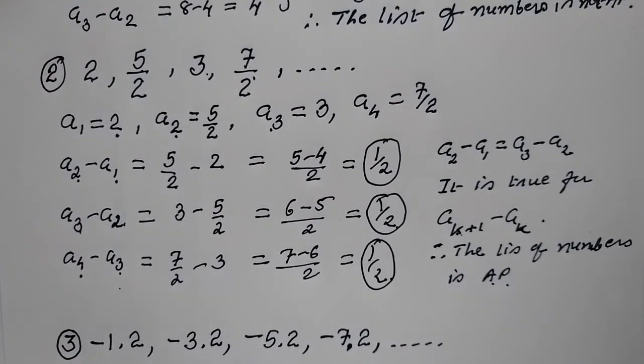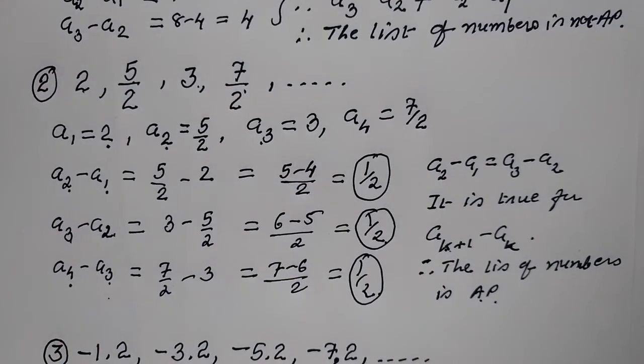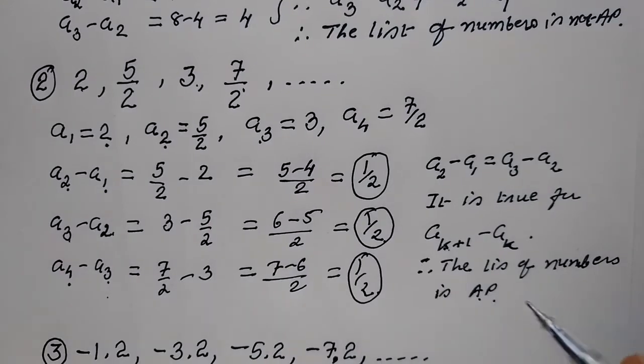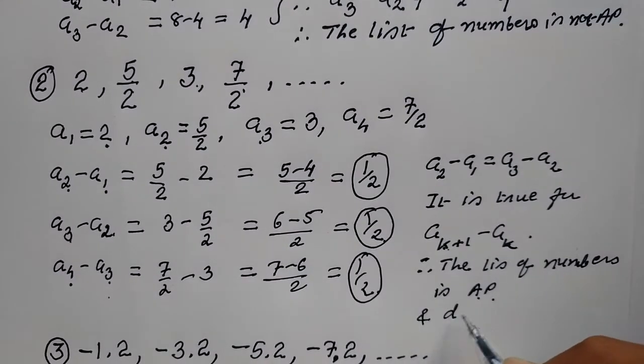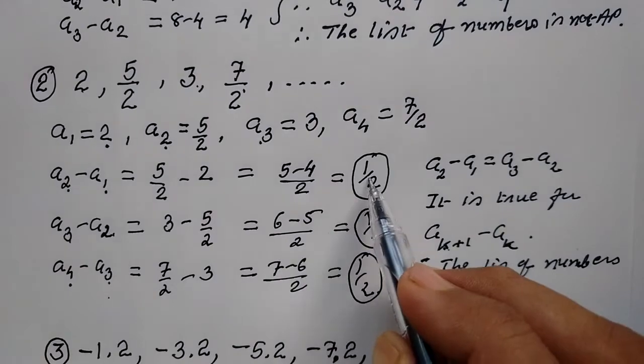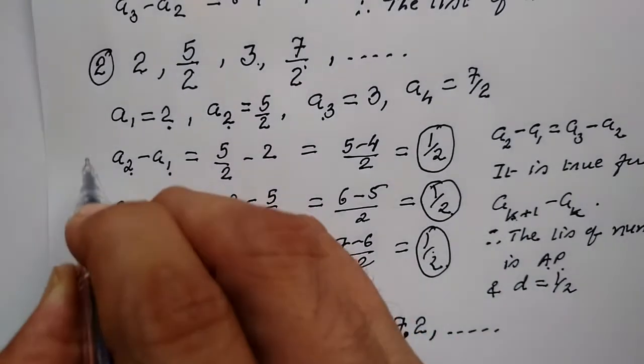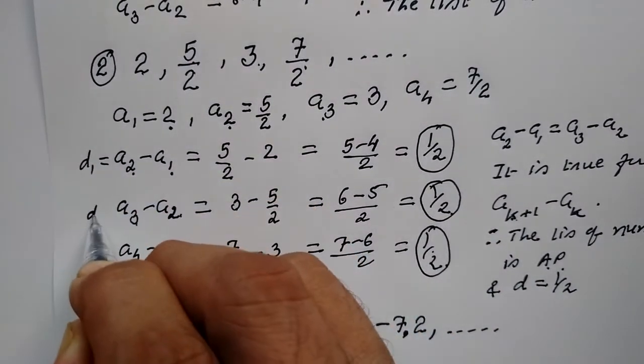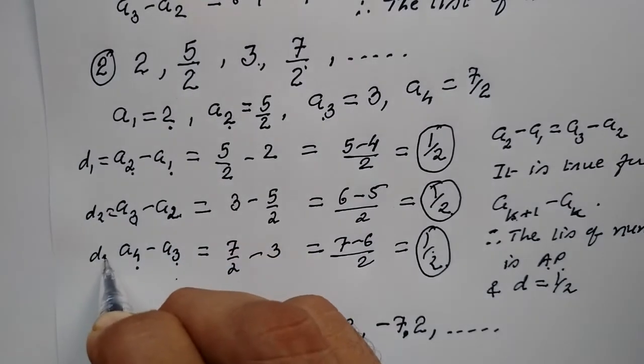Okay, and it is asked that what is D? The question is asked, and D is 1 by 2 children. This is D. Okay, here you can write that this is D1, this is D2, D3.